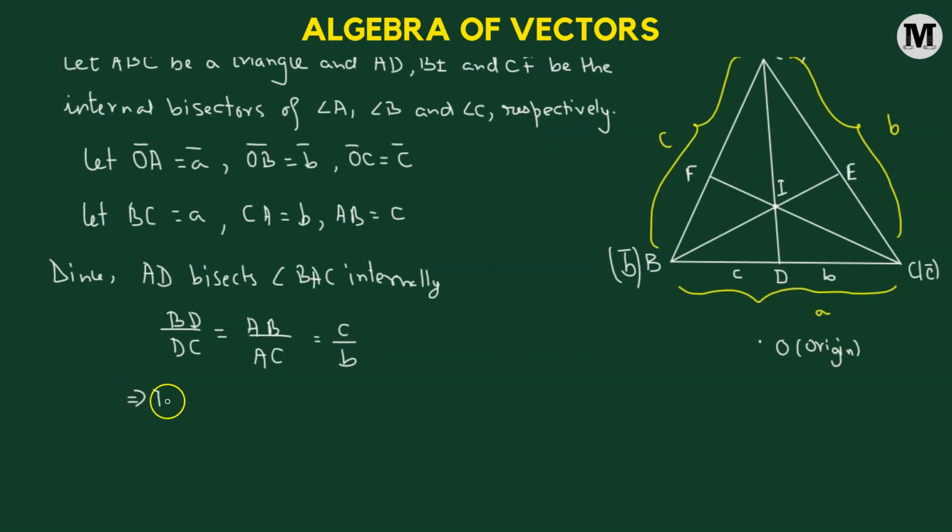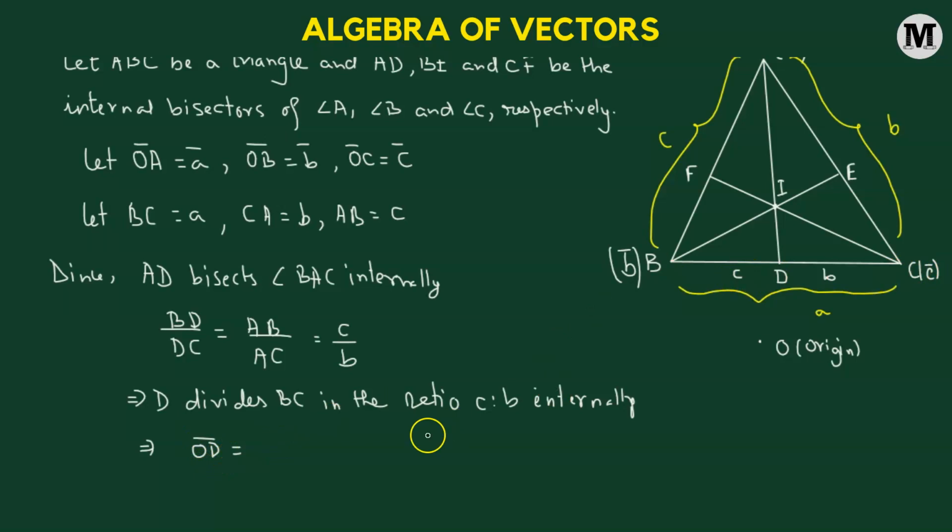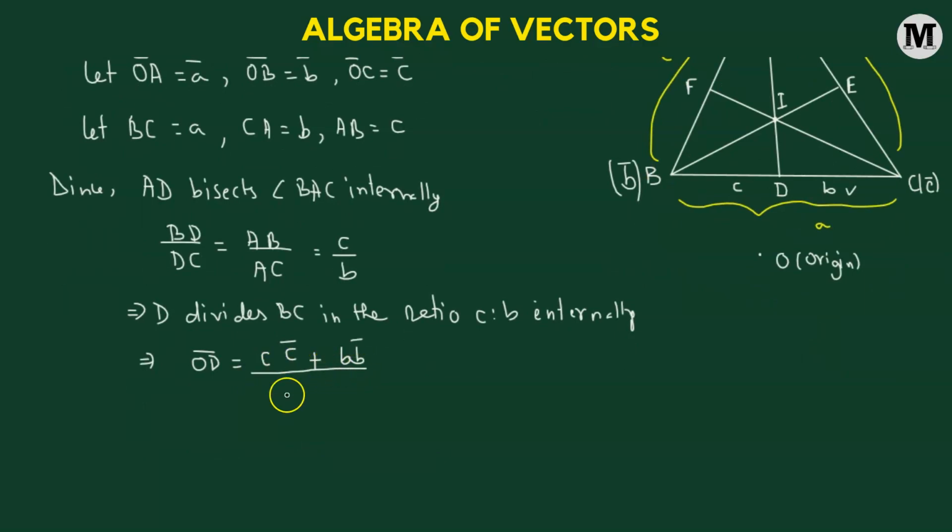That simply means that D divides BC in the ratio C is to B internally, which means we can apply the internal section formula. So the position vector of point D equals C times the C vector added to B times the B vector, whole divided by C plus B. We're going to label this as number 1 and keep this aside for the time being.